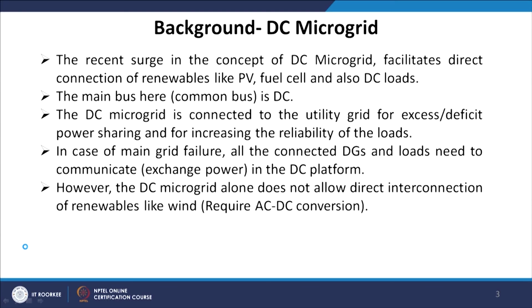However, the DC microgrid alone does not allow direct interconnection of renewables like wind. For example, if you have a DC grid in place and you have wind generators, those cannot be directly connected to your DC grid. So perhaps you require AC to DC conversion. That being said, we can have industrial loads, induction machines, which are again AC in nature. So again you need DC to AC conversion. So, in case of a DC smart grid or microgrid, you need to have AC to DC and DC to AC conversion, which is very common.